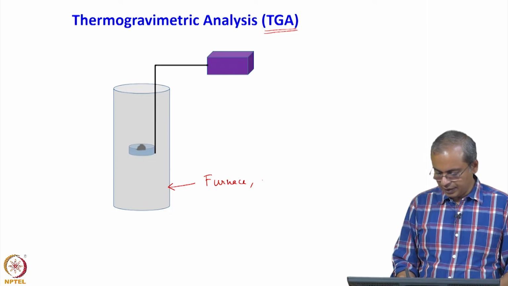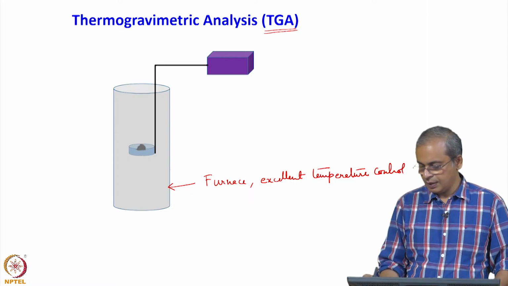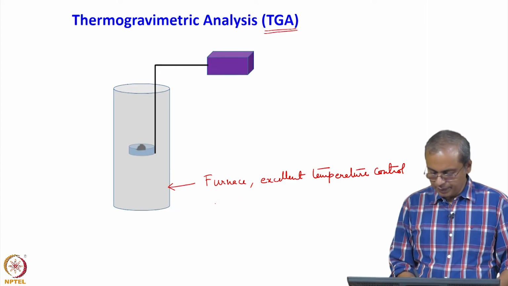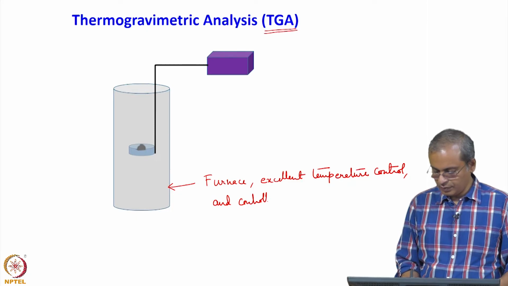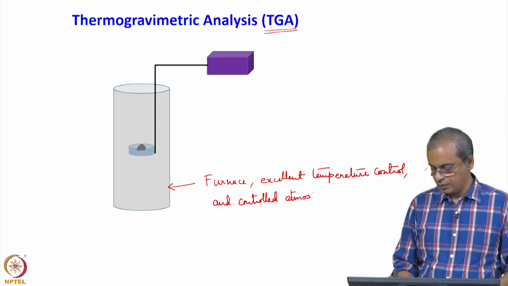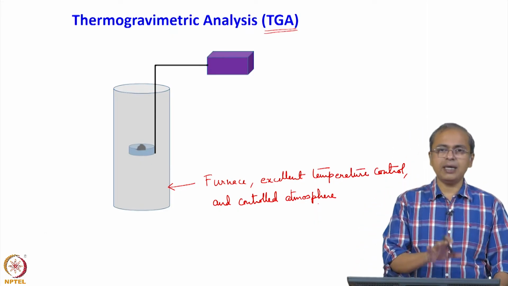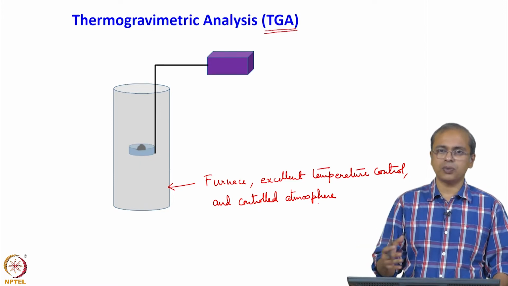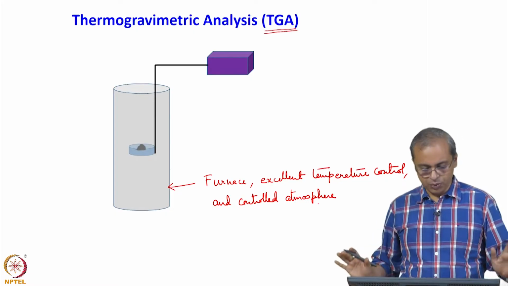where we have say excellent temperature control, and we also have controlled atmosphere. Okay. So, controlled atmosphere, if we choose to, you can keep this furnace in air, or you can have say nitrogen flowing through it or argon flowing through it and so on. So, you can select the atmosphere that you wish to have in this furnace, and at least the design should enable you to do that.